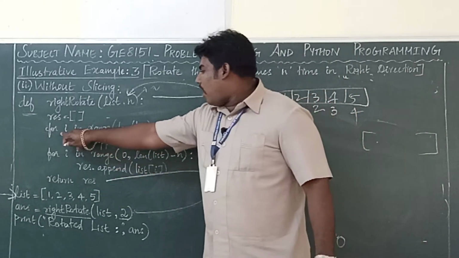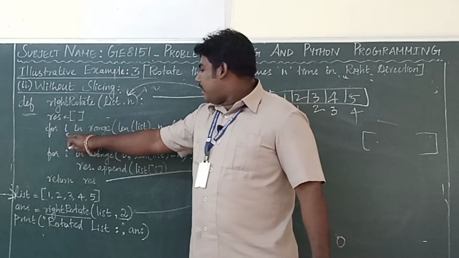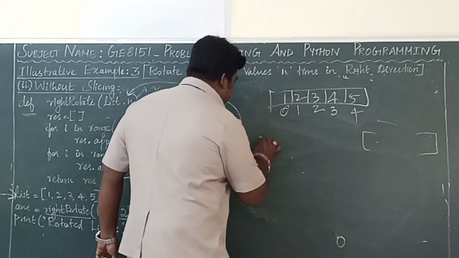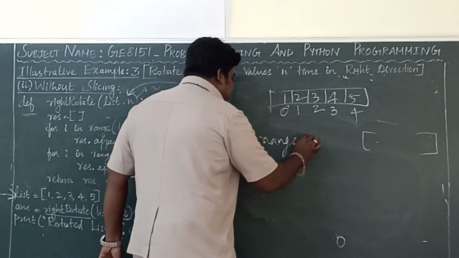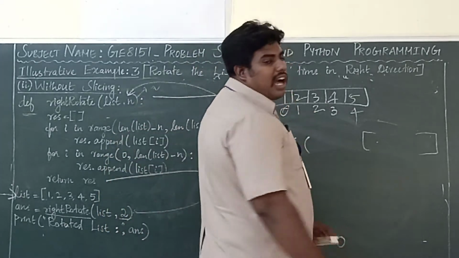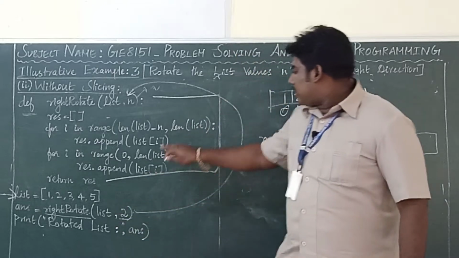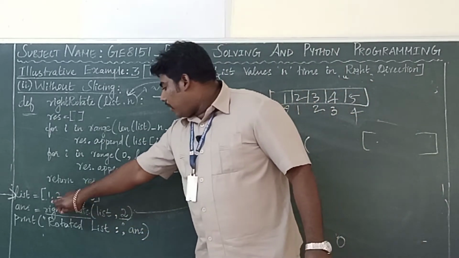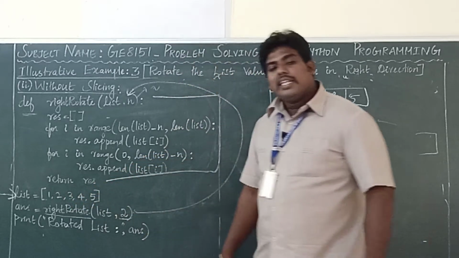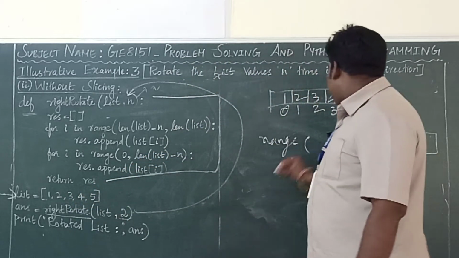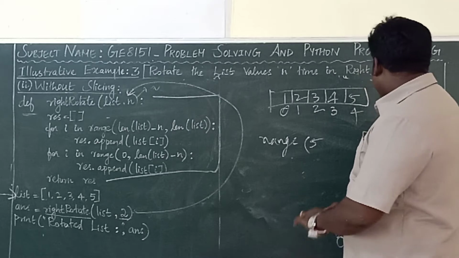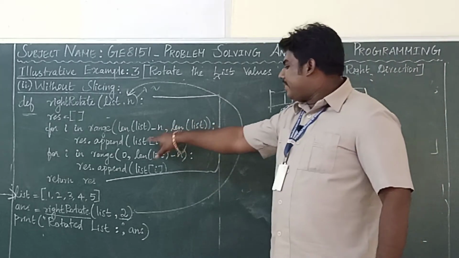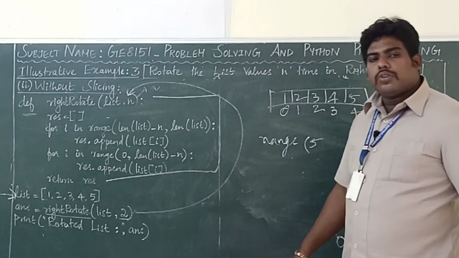Listen carefully. For is a keyword, i is a variable, in range of len of list. What's the length of the list here? 1, 2, 3, 4, 5. The length of list is 5. Length of list is 5 minus n. What's the n value? 2.